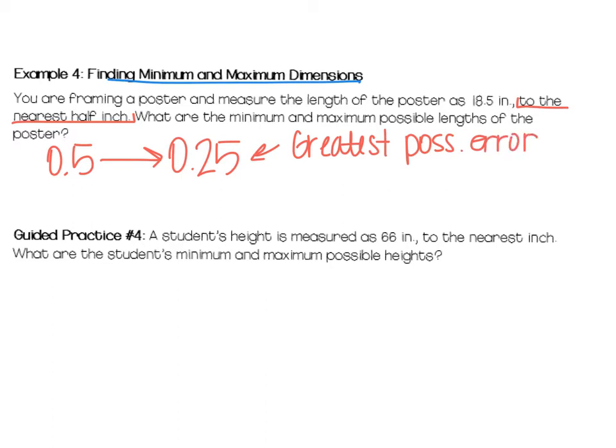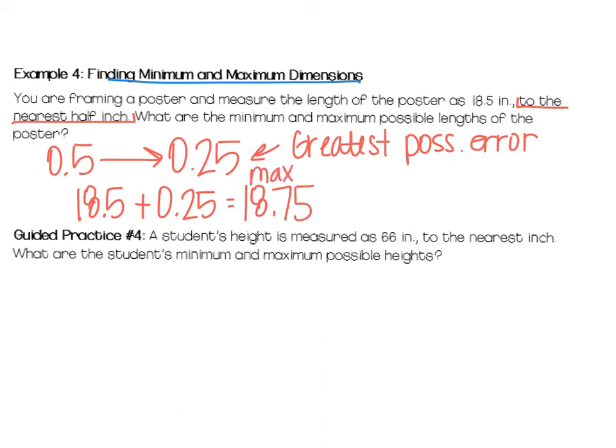So if I've got 18.5, I'm going to take my measurement and add the 0.25, and that gives me 18.75. When I add, that's my maximum. Then I'm going to take 18.5 and subtract my error. That's going to give me my minimum.